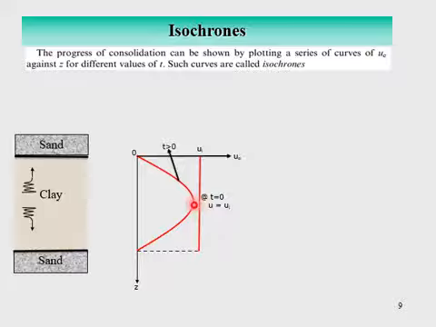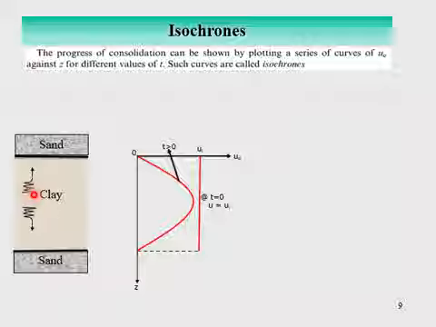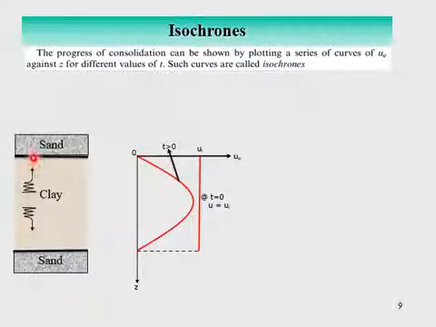Now the question is, why is it maximum at the center? Because you see here the soil element near the center is away from the interface boundary, because the water drains out from here, from here, from here, right? But the maximum distance is towards the center. That's why excess pore water pressure is maximum at this point.